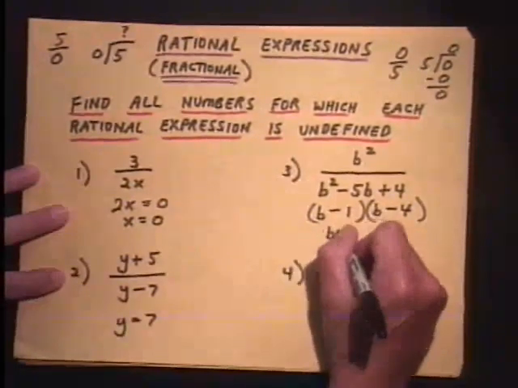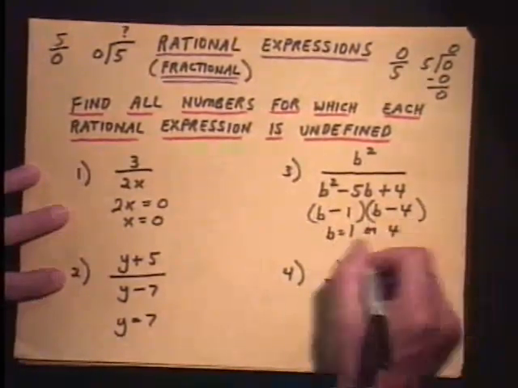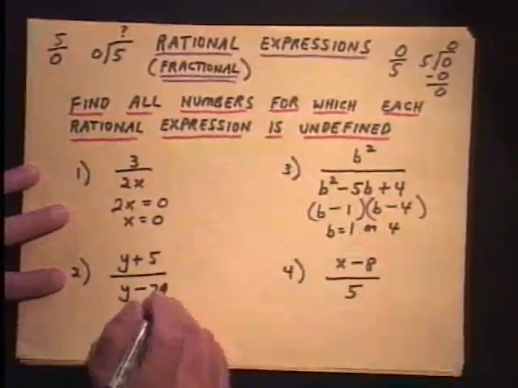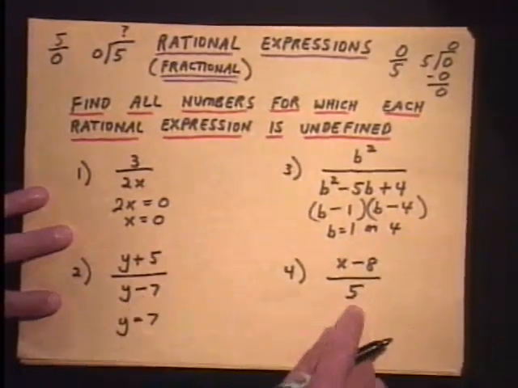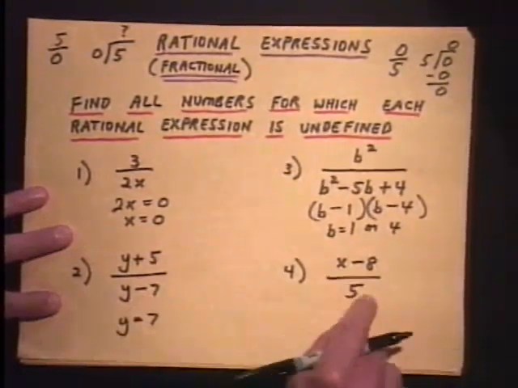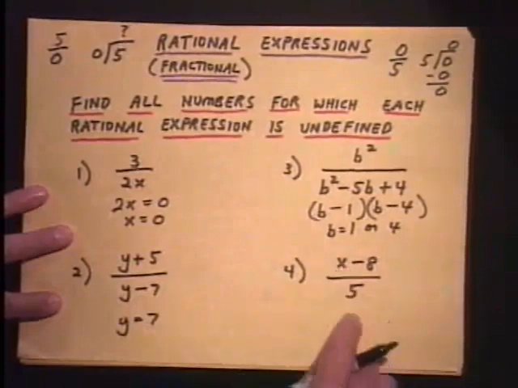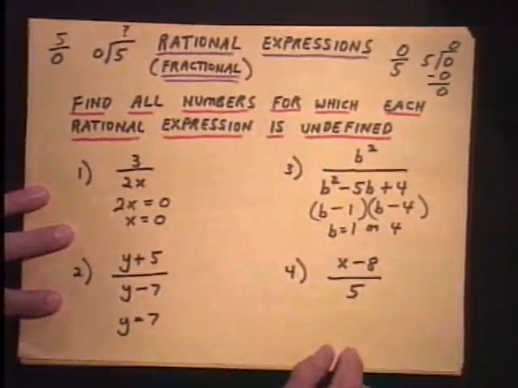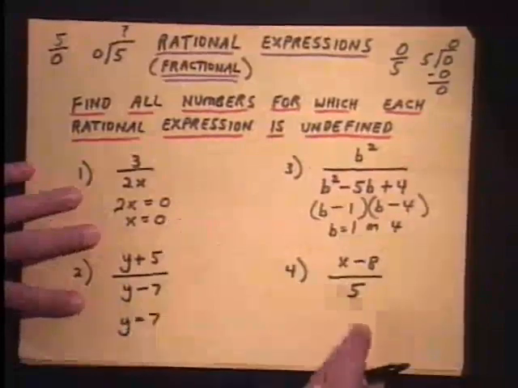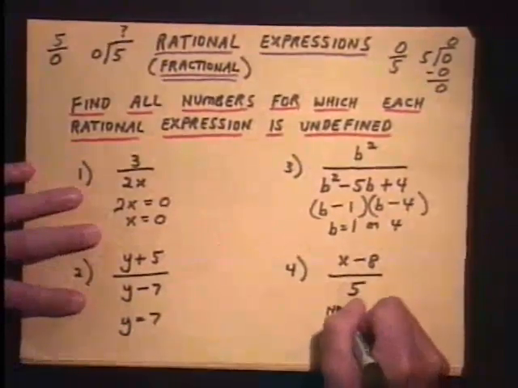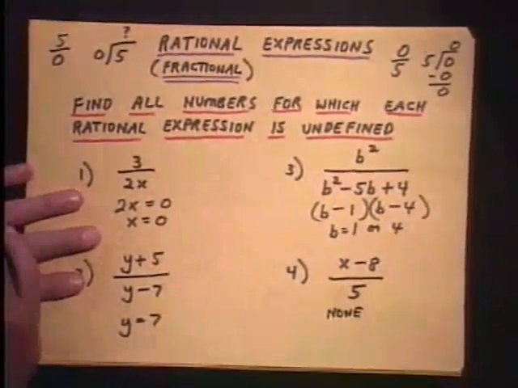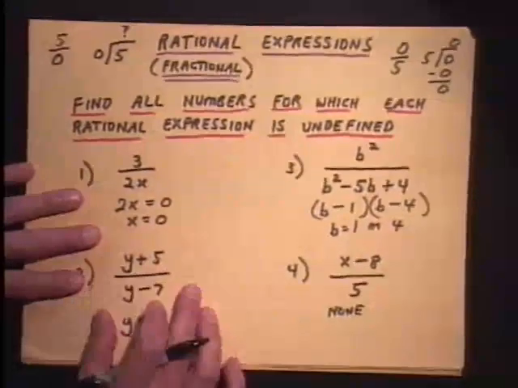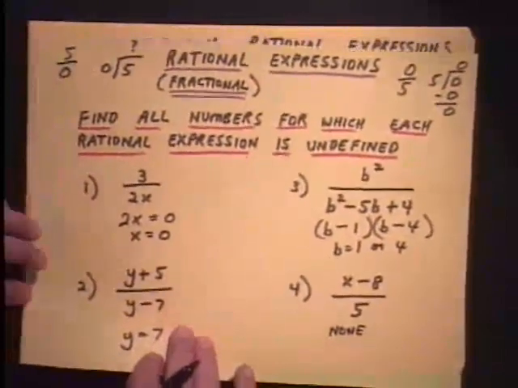Well, if b comes out to be 1, or if b comes out to be 4, this third example is undefined. And you know they're always going to mess with you on some of these. Like on example 4, look at this one. There's no number in the universe I can ever plug in for this x that will ever make this bottom 0, is it? So sometimes they'll say find all numbers for which it's undefined. In this case, they'll put none. There is no number I can plug in for x that will ever make that bottom 0. Remember, division by 0 is undefined.